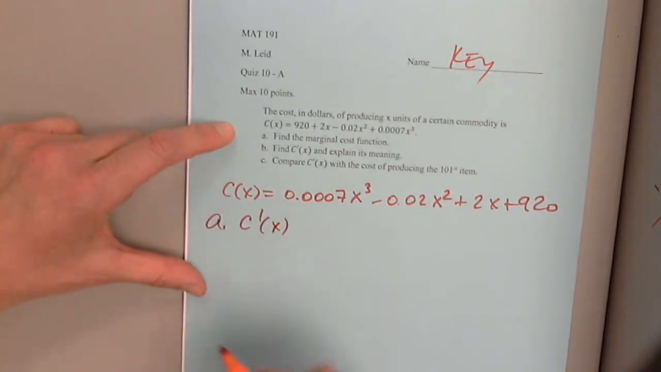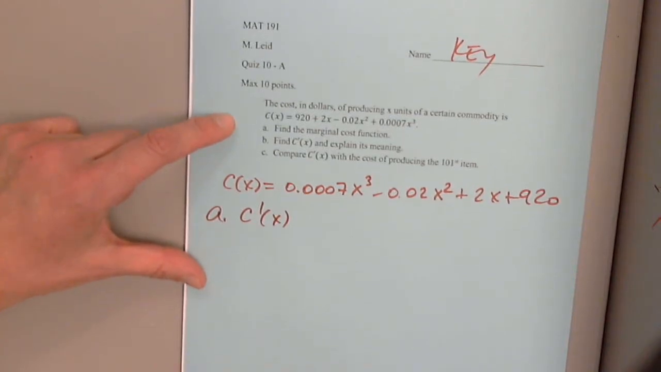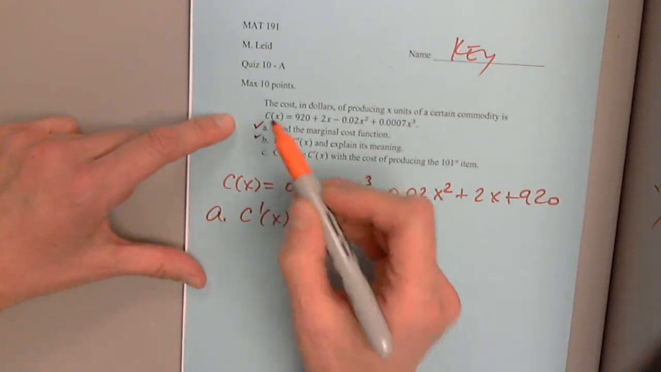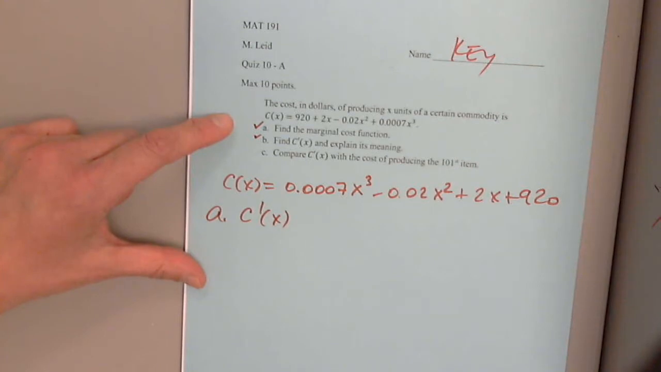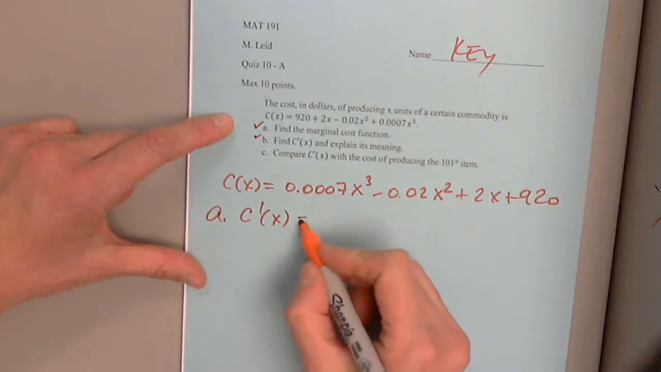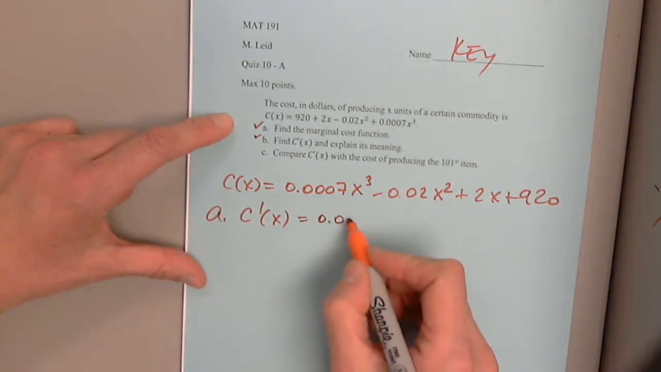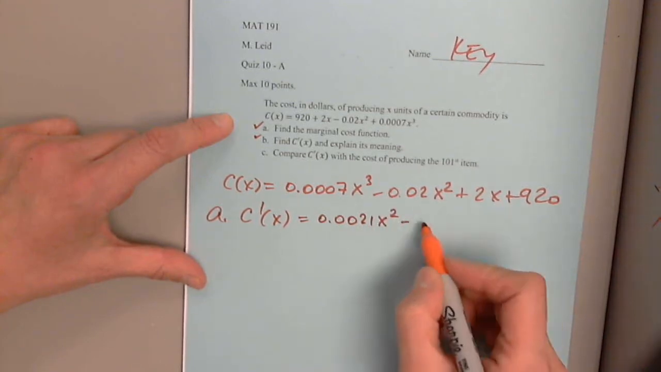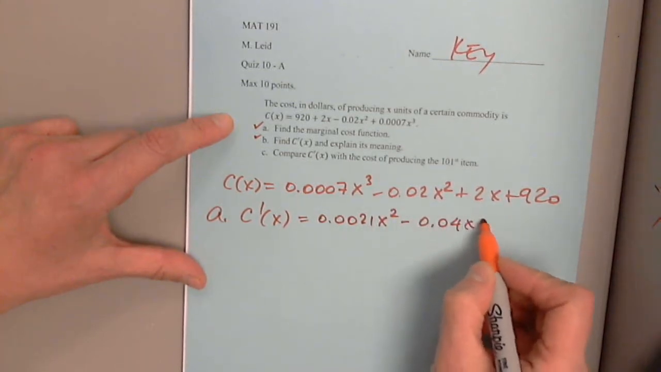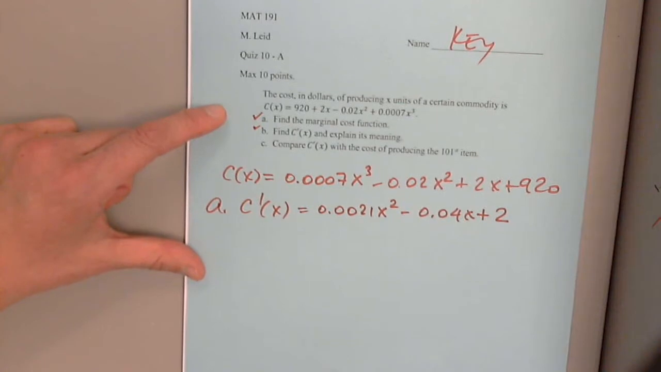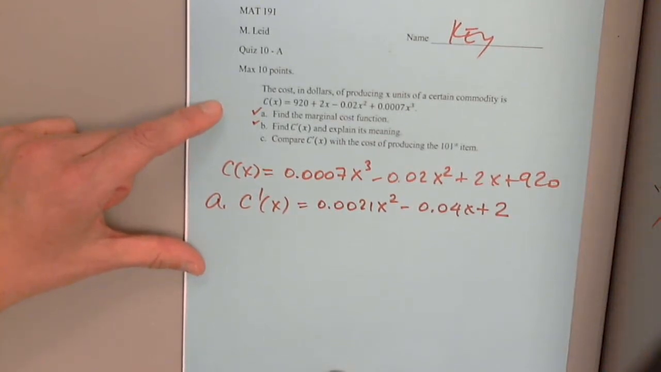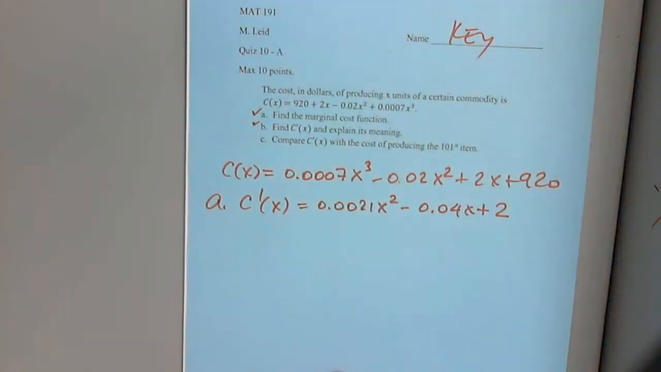This is C prime of x, which is the same thing as B. A and B are the same, and explain its meaning. So this will be 0.0021x squared minus 0.04x plus 2. And what is the meaning? It predicts the cost of the next item.